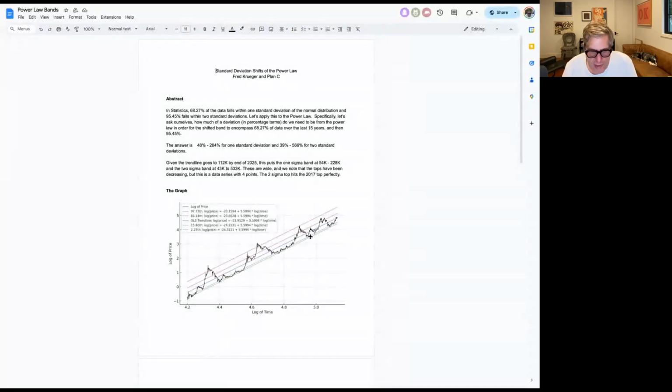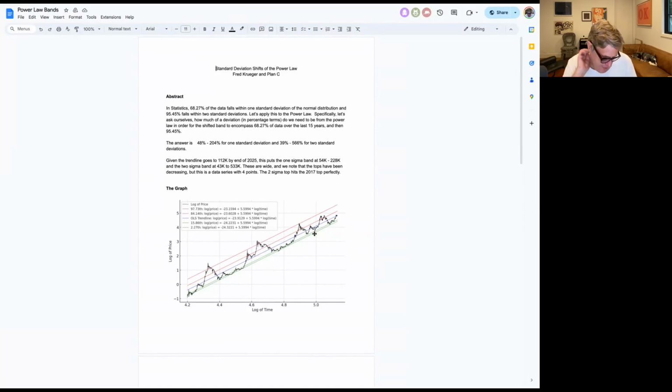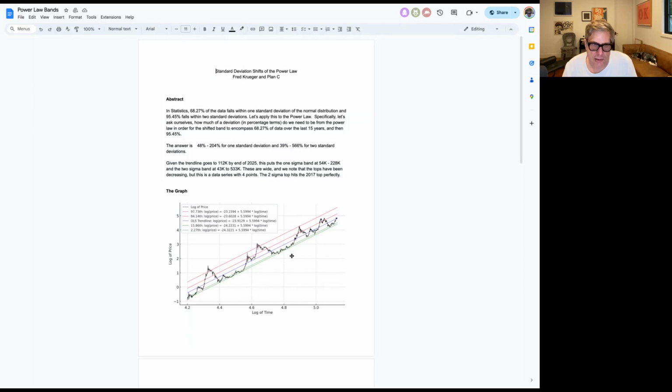Now, what I did with the first green line here is I said, okay, let's find a line for which 16% of the data is below that line. So that's down here. And then the second line is what line has only 2.5% of the data below it. Now, where do I get these numbers from, 16 and 2.5?